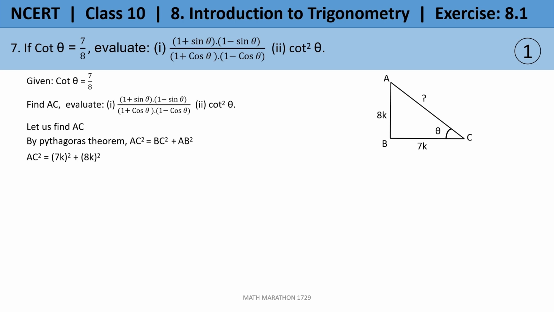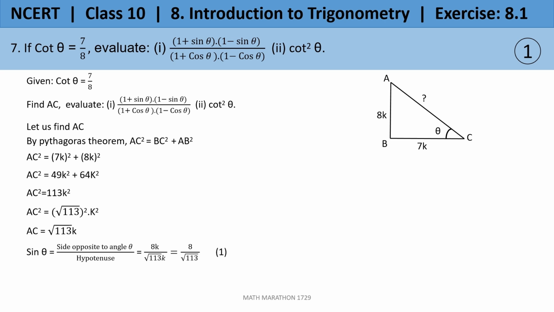AC square is equal to BC square, which is 7k square, plus AB square, which is 8k square. AC square is equal to 49k square plus 64k square. AC square is equal to 113k square. Let us take square root on both sides of the equation. AC is equal to square root of 113 multiplied by k.